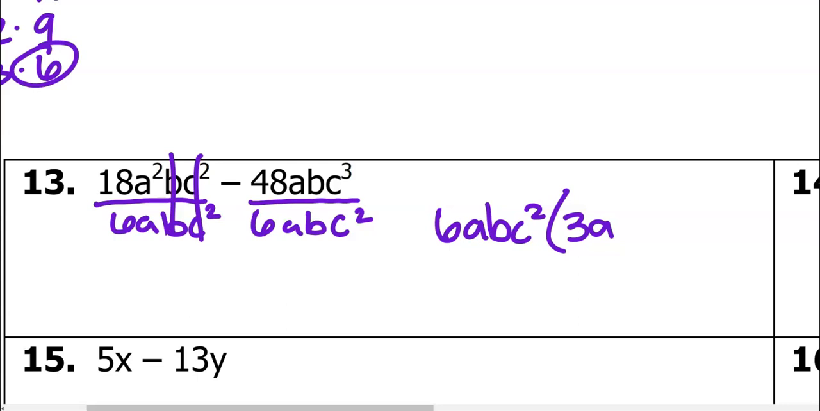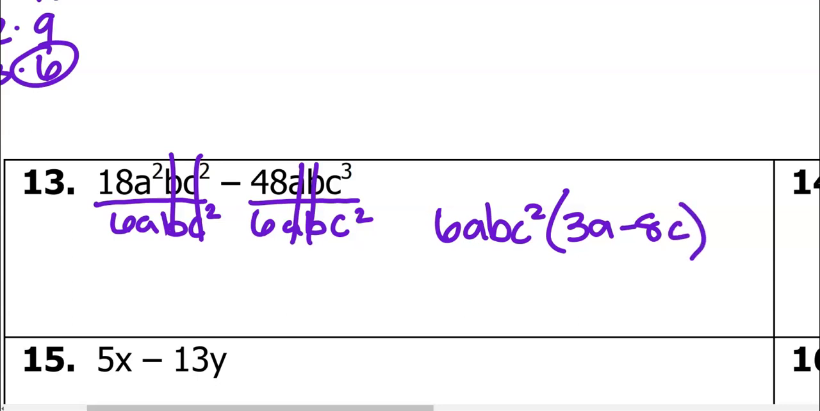My other side, what is negative 48 divided by 6? Negative 8, good. What is A divided by A? 1, okay, don't need it. It got moved up front already. B divided by B? Already moved him up front. C cubed divided by C squared? C.